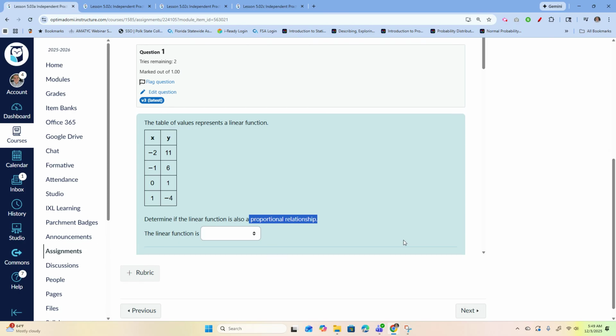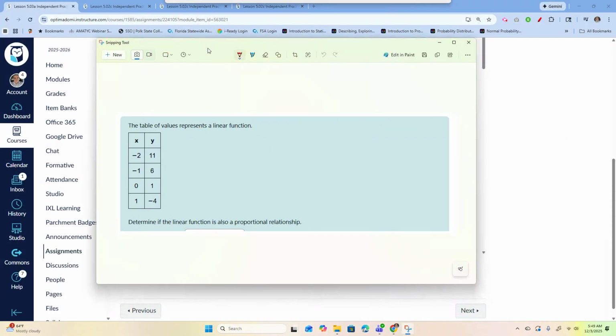How do you check if a table is proportional? What you're going to do is the following. You're going to take this table, and you're going to make something that is called a ratio. A ratio is a fraction. Okay, that's what basically that means. And you're going to make a fraction or ratio of y to x. In other words, your fraction is going to look like this, y over x.